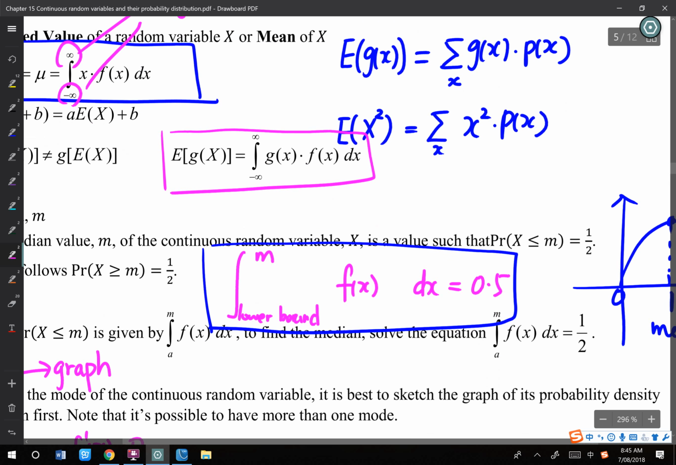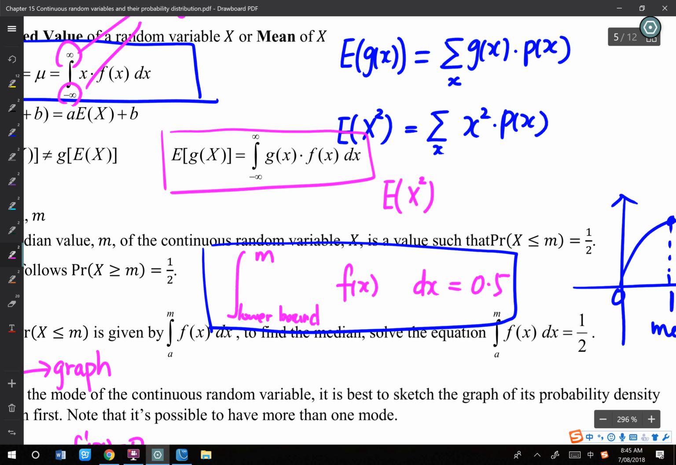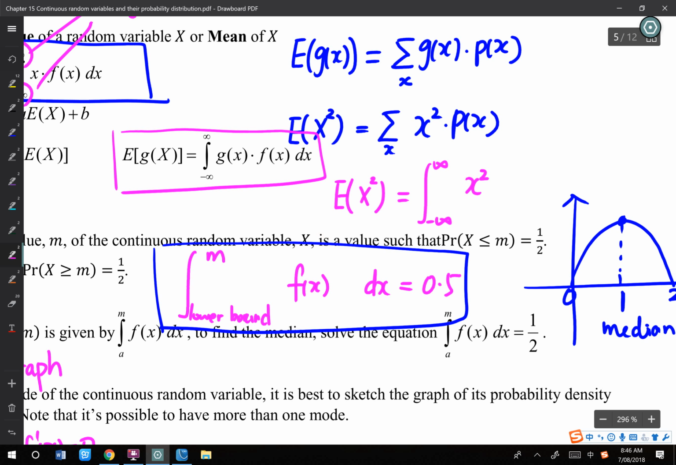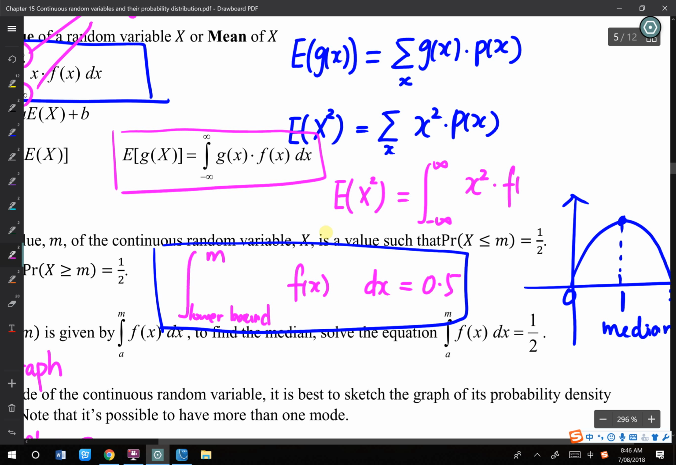And if we try to find expected x squared, we need expected x squared because it can help us to find the variance. So expected x squared is the integral over the given domain of x squared times f(x) dx. Okay, that's my expected x squared.